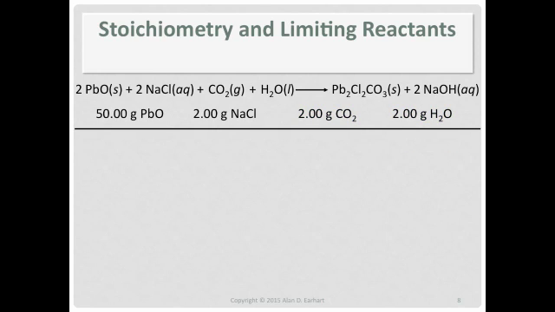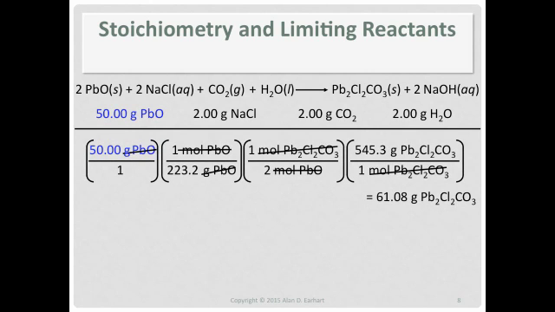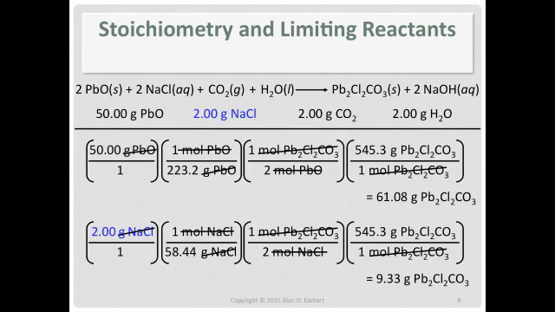So this is how you could do it if you use the brute force method. We have 4 reactants. None of the reactants are in excess, so we do 4 different stoichiometry calculations. So we play the game with the 50.00 grams of lead 2 oxide. And we see that if we have an excess of everything else, we can make a little more than 61 grams of the phosgenite. Do it again with the 2.00 grams of sodium chloride. We see that we can make 9.33 grams of the phosgenite.